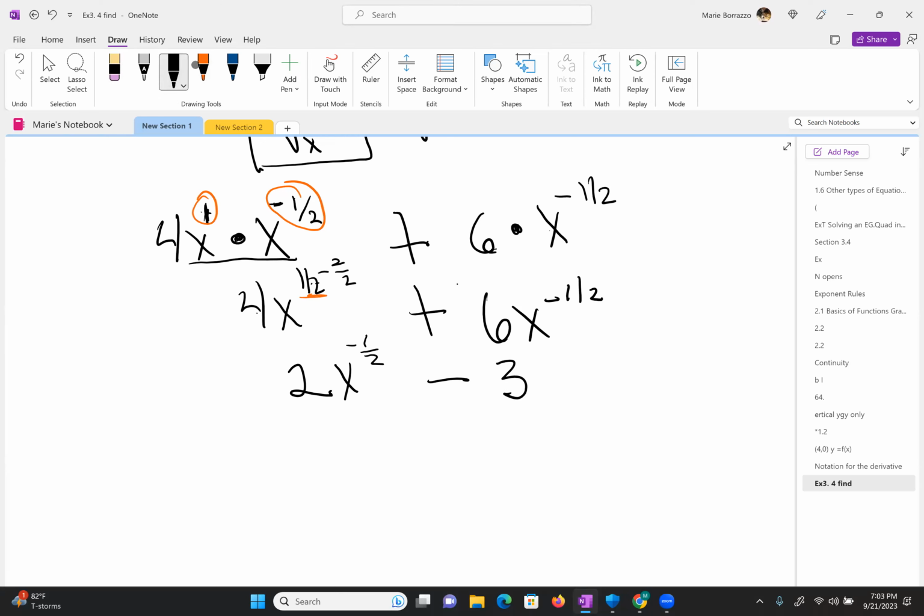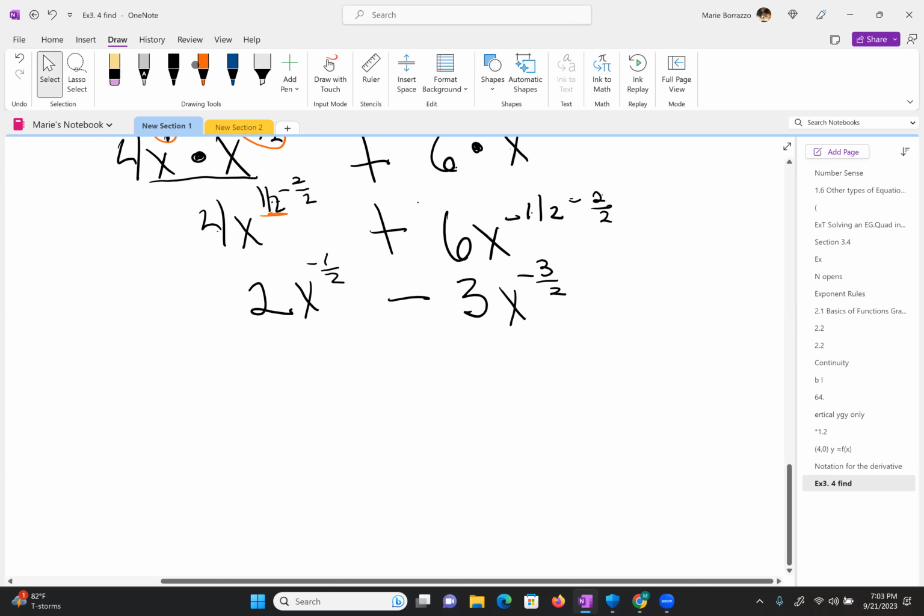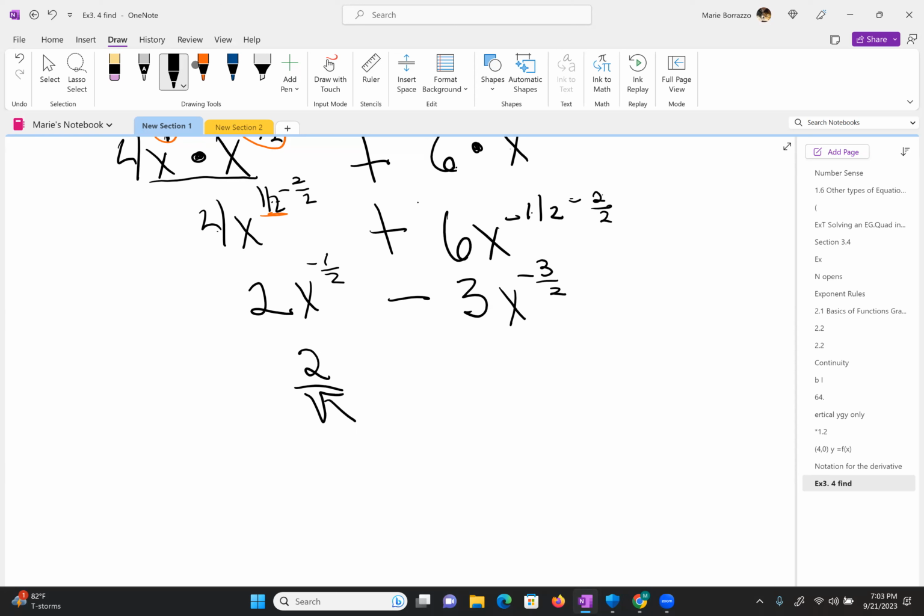Negative 3, but I'm taking away 1, just like I did in the other one. I have negative 1/2 minus 2/2, which is negative 3/2. The process did not change. You always take away 1 on the exponent once you're done multiplying, which was just exactly what I just did. Now, I rewrite it: 2 over square root of x. Do we agree? Yes. Minus 3 over x to the 3/2.